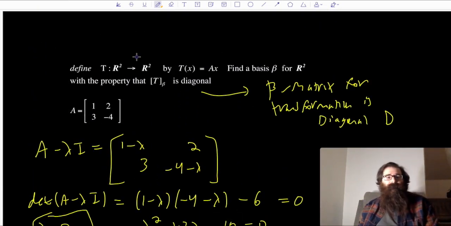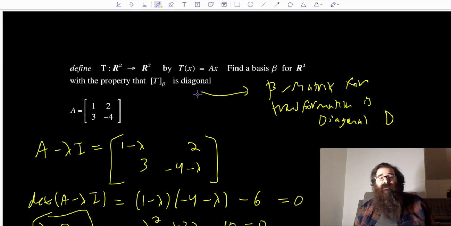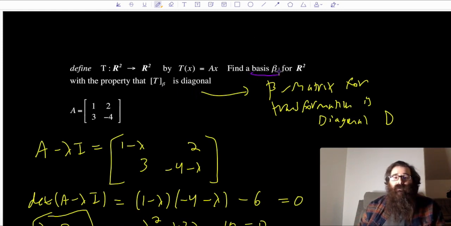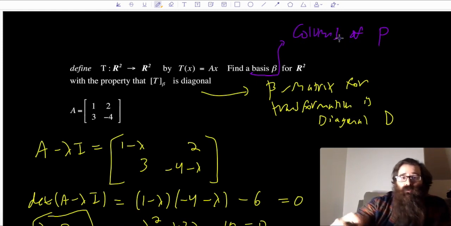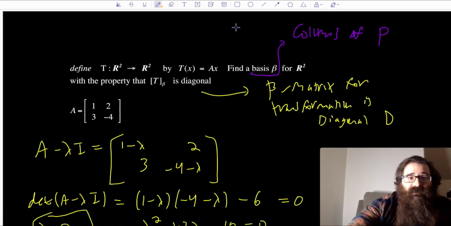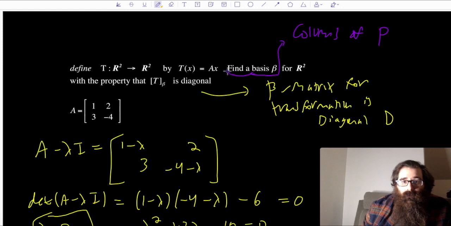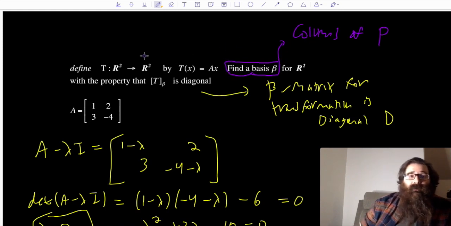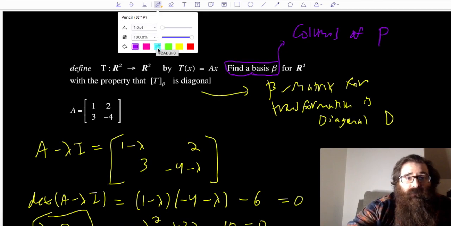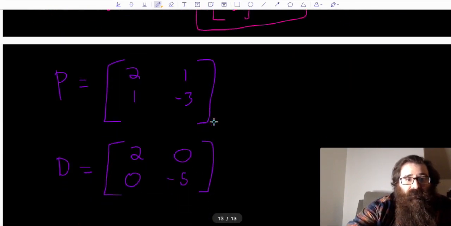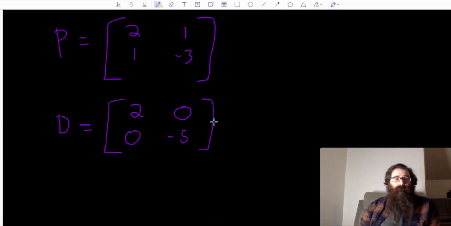The question says, find a basis for a set beta in vector space R2 with the property that the beta matrix for the transformation is diagonal. Now, my matrix D is diagonal. My basis for beta should be coming from the columns of matrix P, like we described earlier. So if I'm looking for that basis for beta, that should be coming from the columns of matrix P. So we can actually state what that basis is.